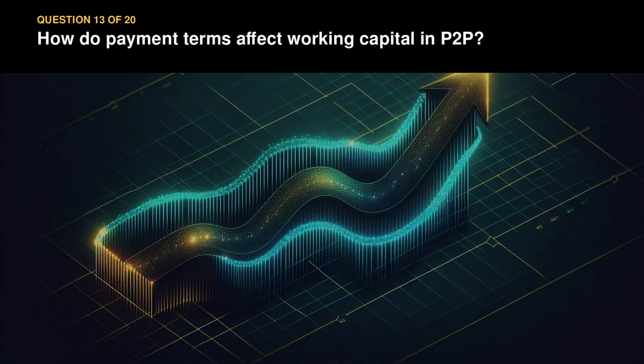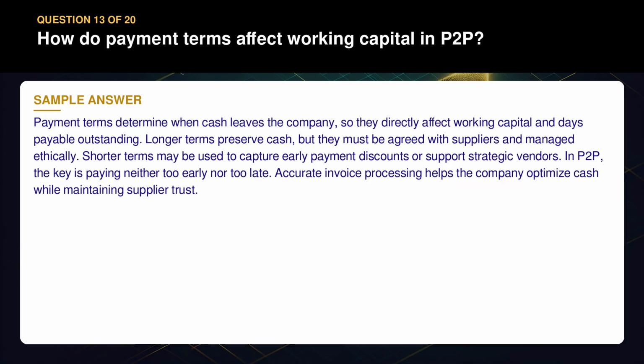Question 13. How do payment terms affect working capital in P2P? Payment terms determine when cash leaves the company, so they directly affect working capital and days payable outstanding. Longer terms preserve cash, but they must be agreed with suppliers and managed ethically. Shorter terms may be used to capture early payment discounts or support strategic vendors. In P2P, the key is paying neither too early nor too late. Accurate invoice processing helps the company optimize cash while maintaining supplier trust.